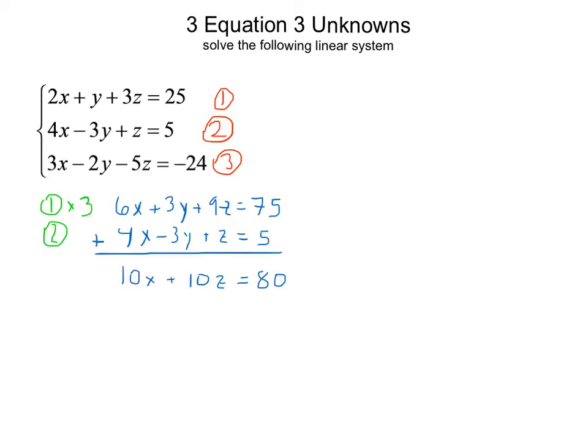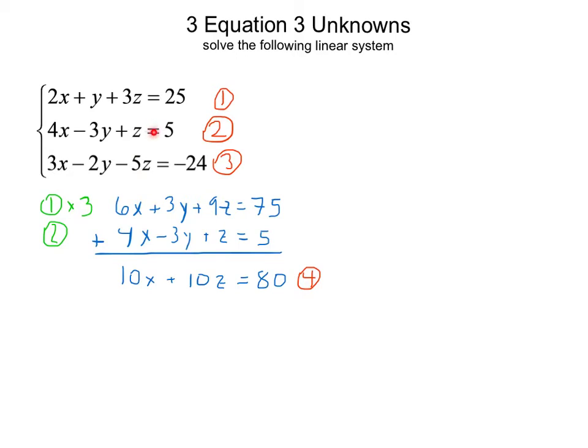Oh, this one's kind of nice. I could actually reduce it. I'm not going to. I do, however, give it a name. This is equation 4. And at this point, I'm going to stop with this combination, go back up to the drawing board, and look for how I could eliminate something else.